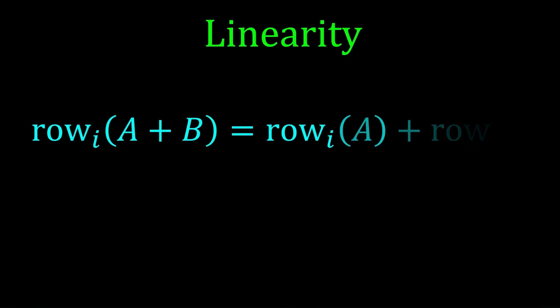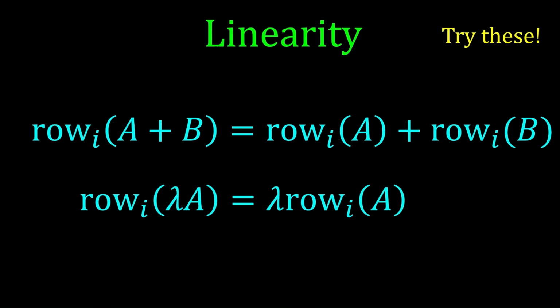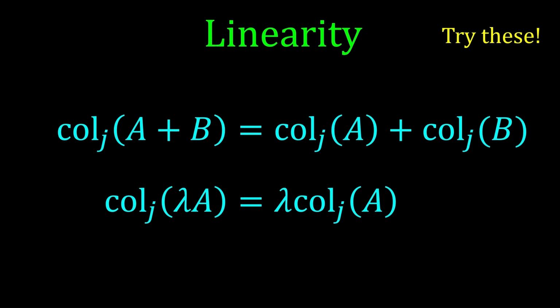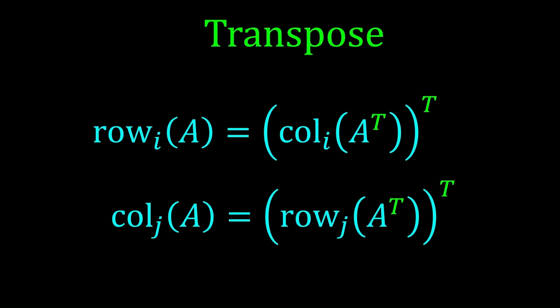There's also something about linearity. It tells you that the ith row of a sum is the sum of the ith rows, and the ith row of the scalar multiple of a matrix is that scalar multiple of the row. Similarly for columns. These are pretty intuitive, I guess. Then of course we have the transpose one. We already discussed this in the video.